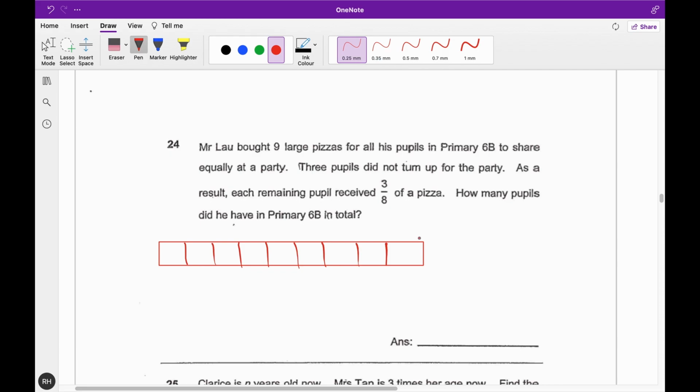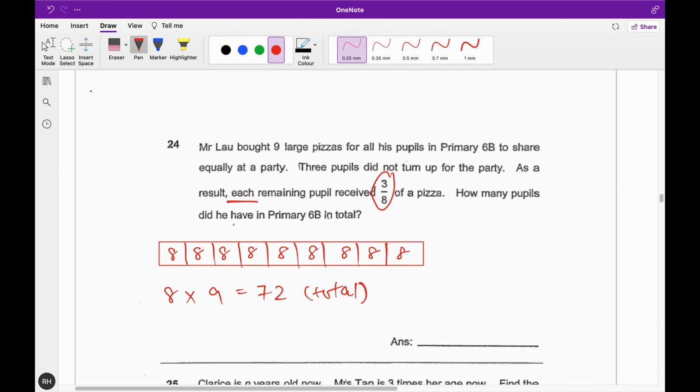Alright, so we have 9 large pizzas. Each pizza is cut into 8 parts, so 8 slices, 8 slices, 8 slices, all the way. So how many slices do we have in total? We have 8 slices times 9. We have 72 slices in total.